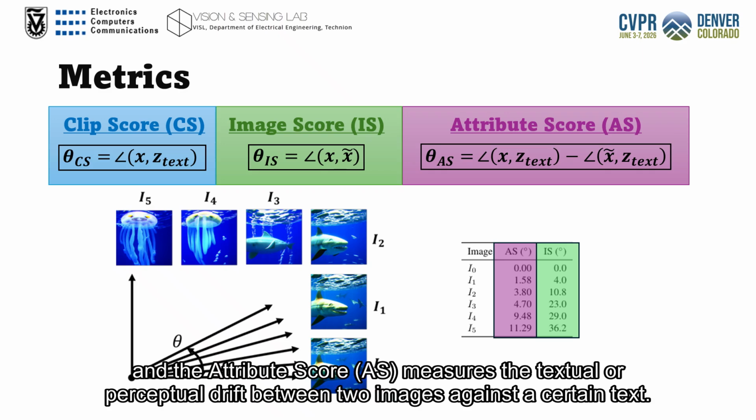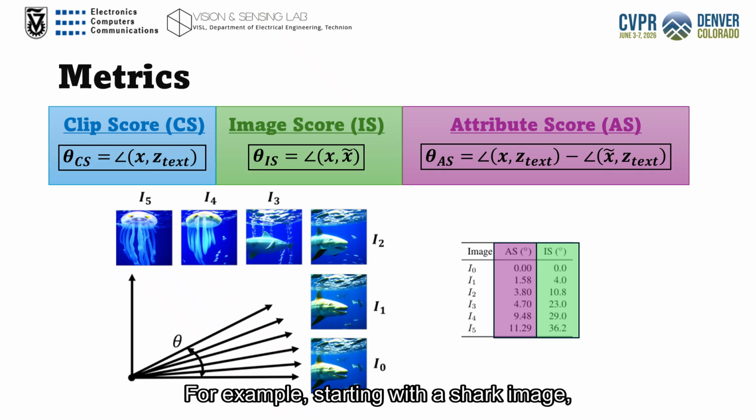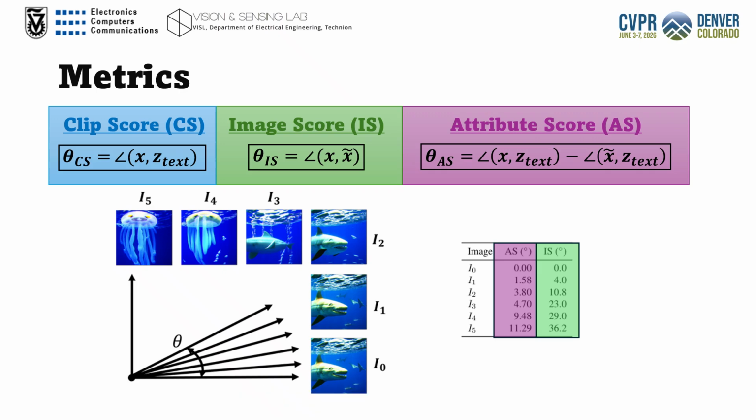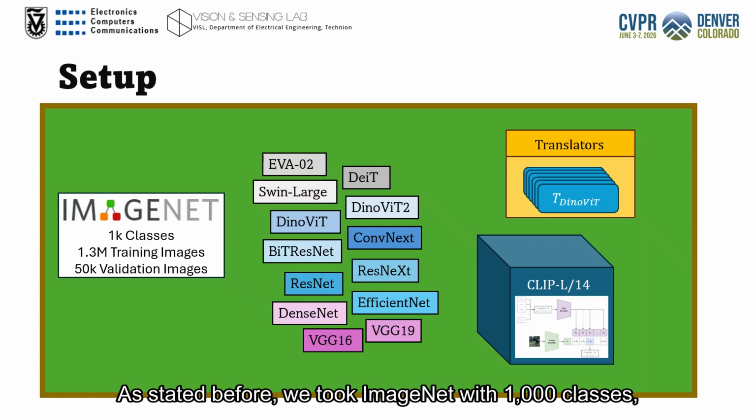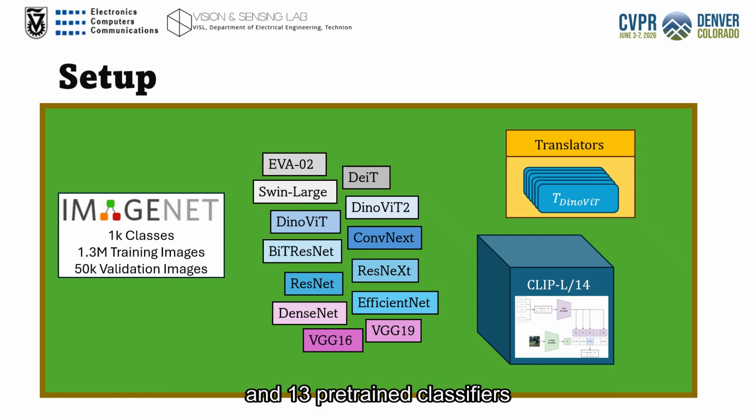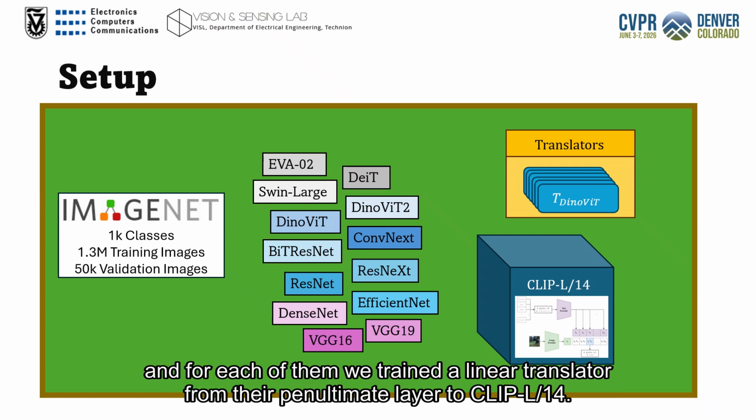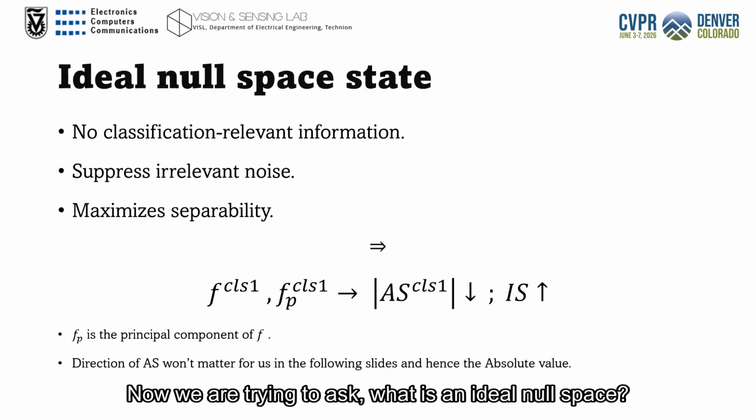And the attribute score measures the textual or perceptual drift between 2 images against a certain text. For example, starting with the shark image. More image score, different image. More attribute score, different shark. As stated before, we took ImageNet with 1000 classes and 13 pre-trained classifiers, and for each of them we trained a linear translator from their penultimate layer to CLIP L14. Now we are trying to ask, what is an ideal null space?